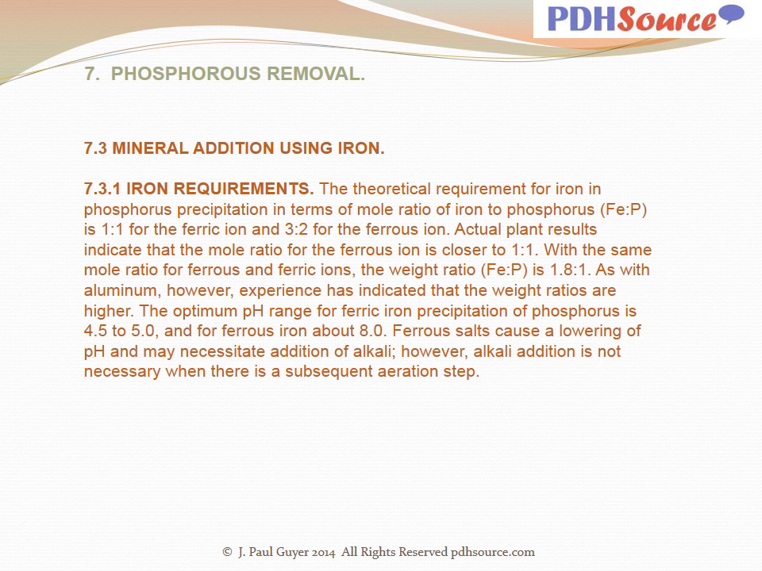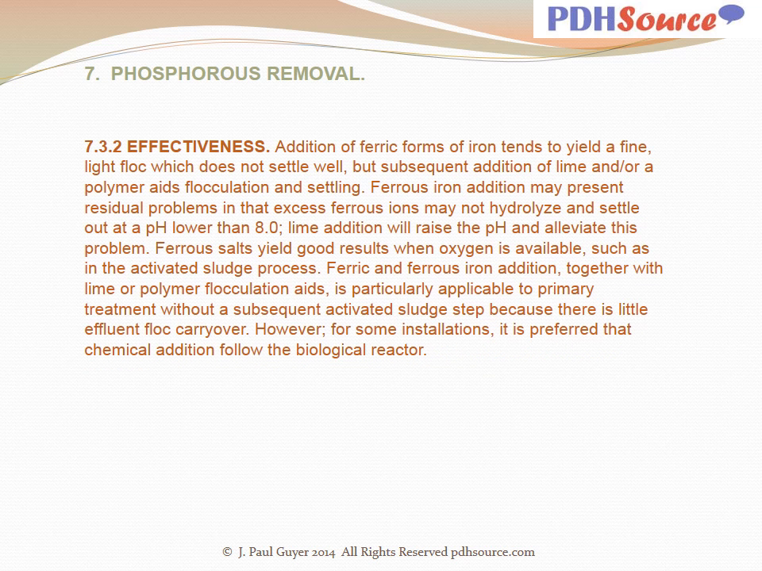The optimum pH range for ferric iron precipitation of phosphorus is 4.5 to 5, and for ferrous iron about 8.0. Ferrous salts cause a lowering of pH and may necessitate addition of alkali. However, alkali addition is not necessary when there is a subsequent aeration step. Addition of ferric forms of iron tends to yield a fine light floc which does not settle well, but subsequent addition of lime and/or a polymer aids flocculation and settling.